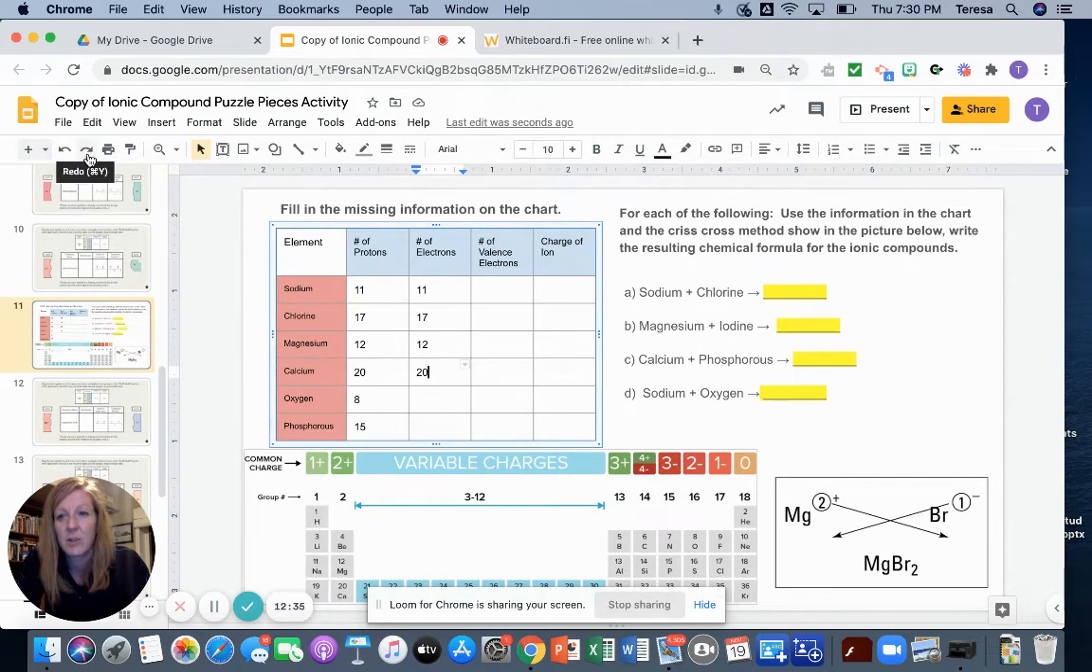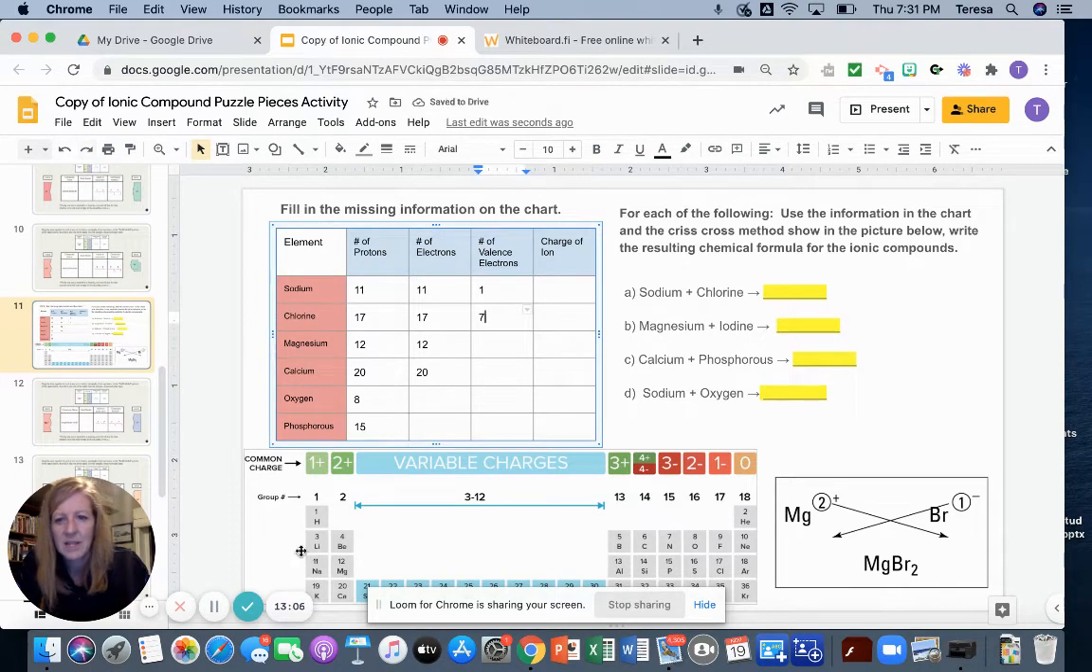And you can also go back and look at the very first slide where you see the electron dot diagrams. Okay, chlorine over here is in group 17. Group 17 is 1 away from our noble gases. So instead of having 8, a full shell, they have 1 less. They have 7 valence electrons. Okay, so it's associated with the ones place. Okay, so chlorine has 7 valence electrons.